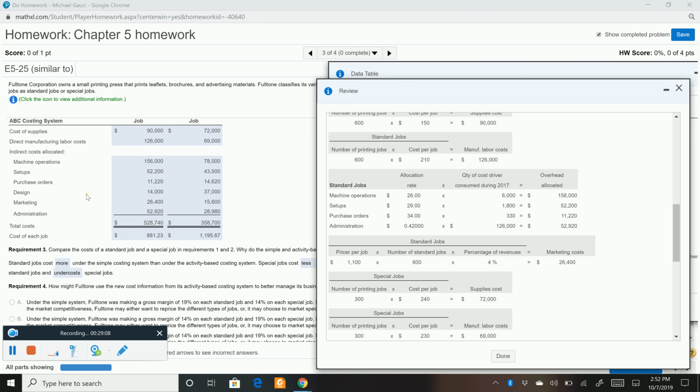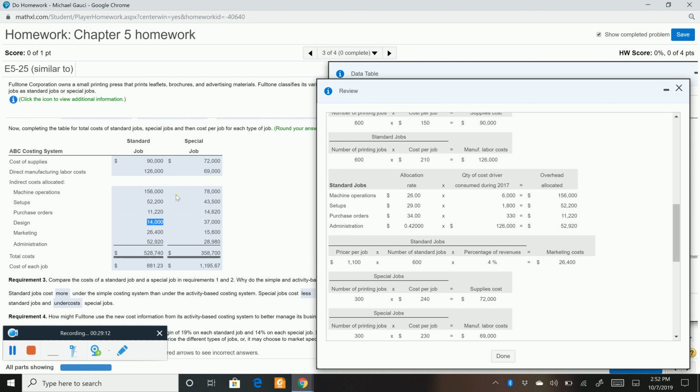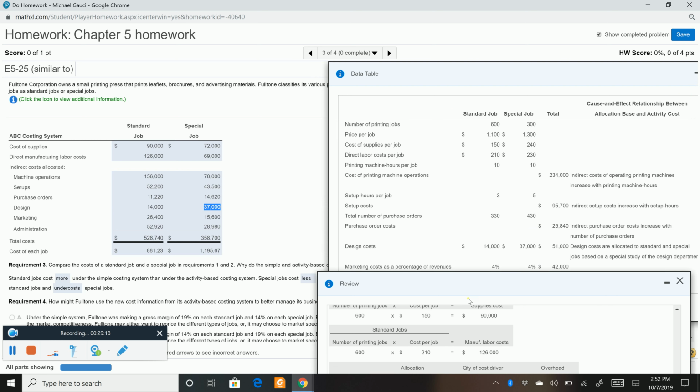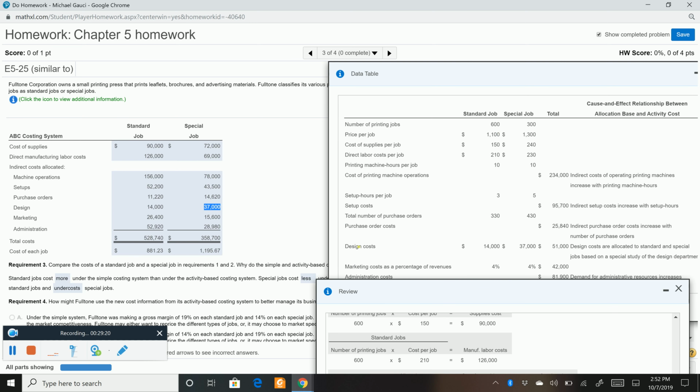Next is design costs. Well, the author just flat out gave us the design costs between standard and special, $14,000 and $37,000. That was actually given to us in the original data table. We can see the design costs were actually broken out for us. So there's nothing we really need to do. And clearly this is the best allocation method. This is more of a direct cost, so it's real easy to allocate between the two types of jobs.